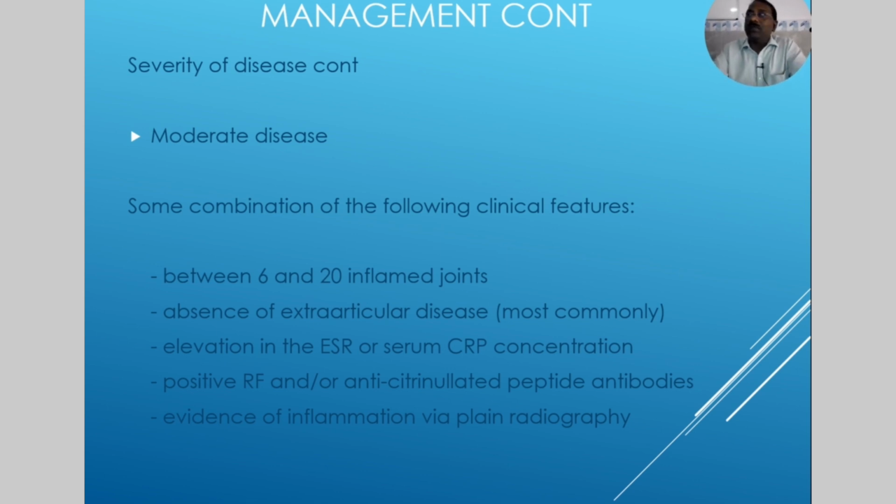Elevation in the ESR or the serum CRP concentration, but it is much higher than in your mild disease. Here the RF or anti-citrullinated peptide antibodies are positive. No negativity. Here RF is always positive and anti-CCP is also positive. And evidence of inflammation via plain X-rays. So the plain X-ray is not normal. It is abnormal, shows some erosions, some inflammation in the bone, and the values are a little bit elevated. All are rheumatoid factor positive, but the only exclusion here is the absence of extra-articular disease. So this is the moderate disease.